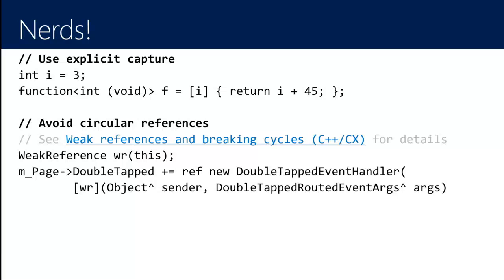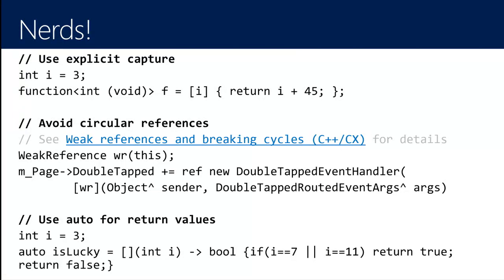Avoid circular references. This is usually done when you're doing event callbacks using something like C++/CX. There is a way around it. As you can see, you can apply a weak reference. But the other solution is to not use a lambda and just use a typical member function and specify that as your event handler. And I would almost go that route because, again, my intentions are clear.